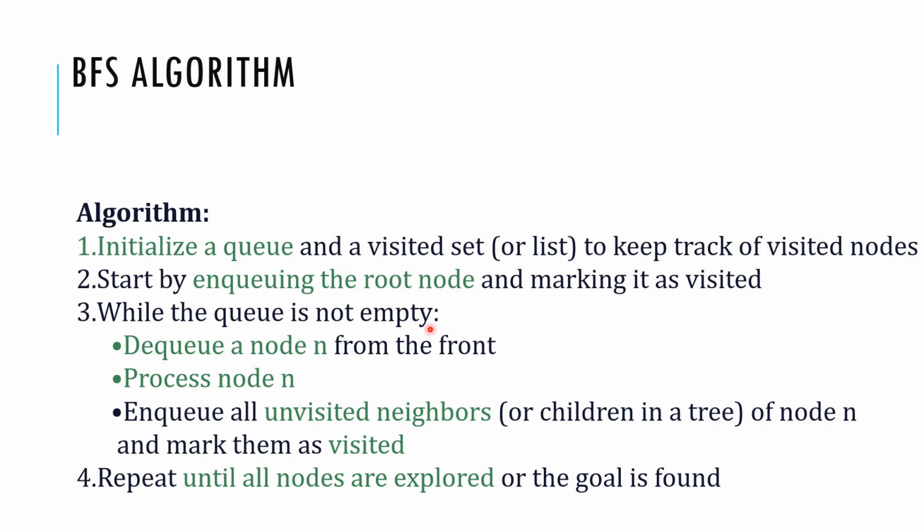While the queue is not empty, dequeue a node n from the front. Process node n: either we can print the value, or if we are checking for the goal node, we can stop the procedure. Enqueue all unvisited neighbors, or children in a tree, of node n and mark them as visited. Repeat until all the nodes are explored or the goal node is found. This is the algorithm for the BFS method.